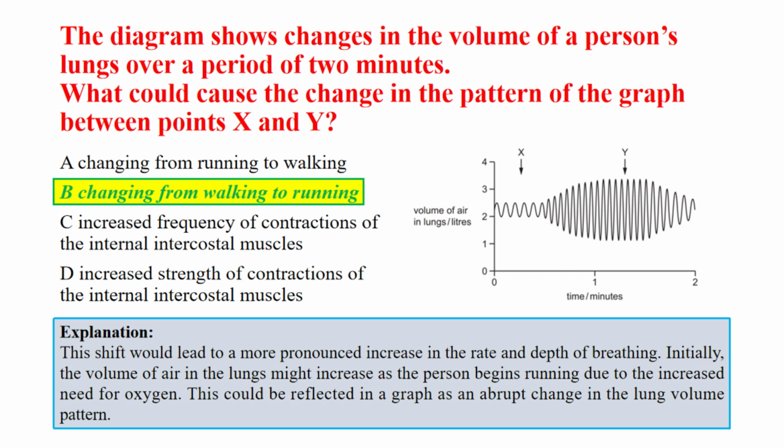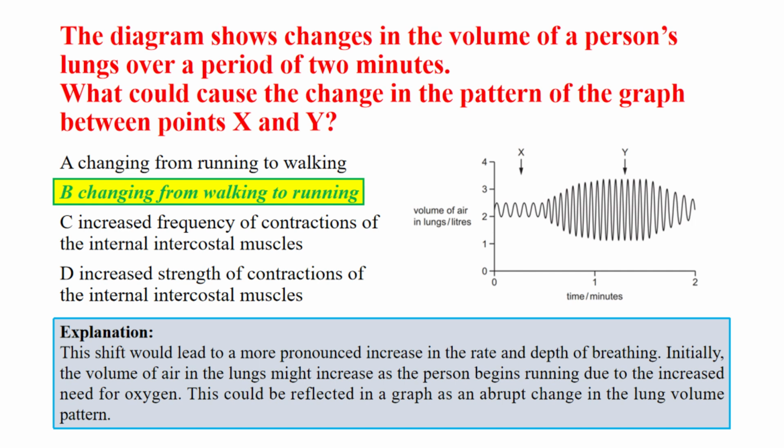Option C, increased frequency of contractions of the internal intercostal muscles, would lead to faster expiration, but this effect typically results in a more gradual change in the lung volume pattern, not a sudden shift. Option D, increased strength of contractions of the internal intercostal muscles, might lead to more forceful expiration, but again, this would likely show a steeper slope rather than a sudden change in the pattern.